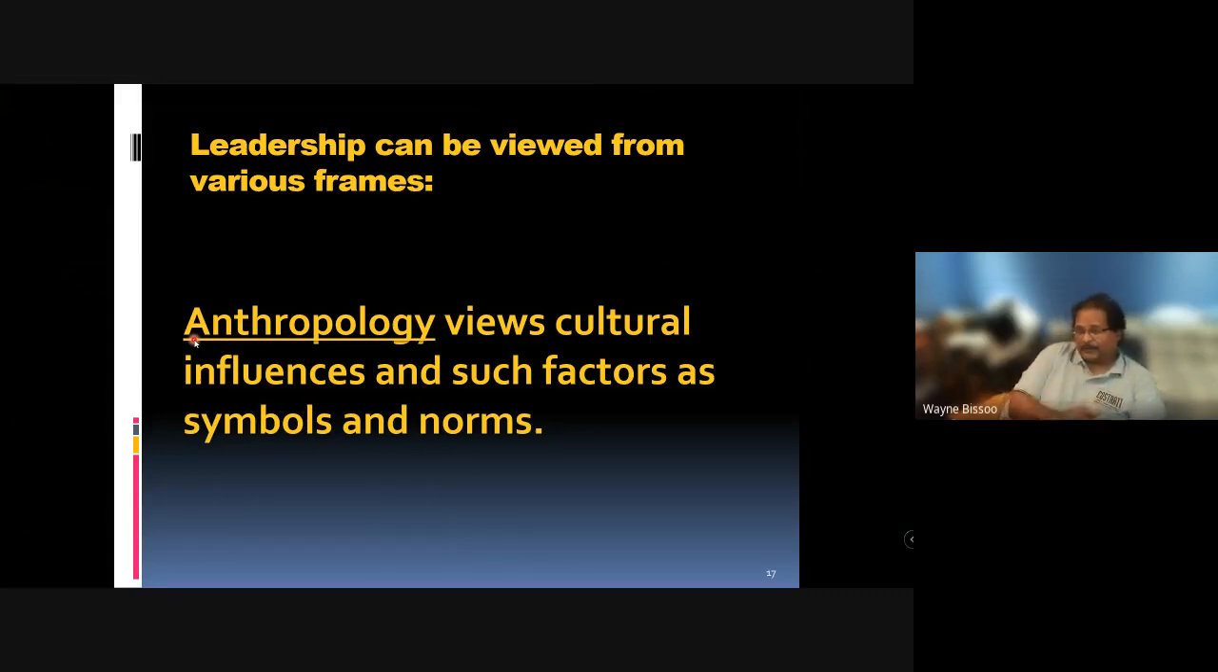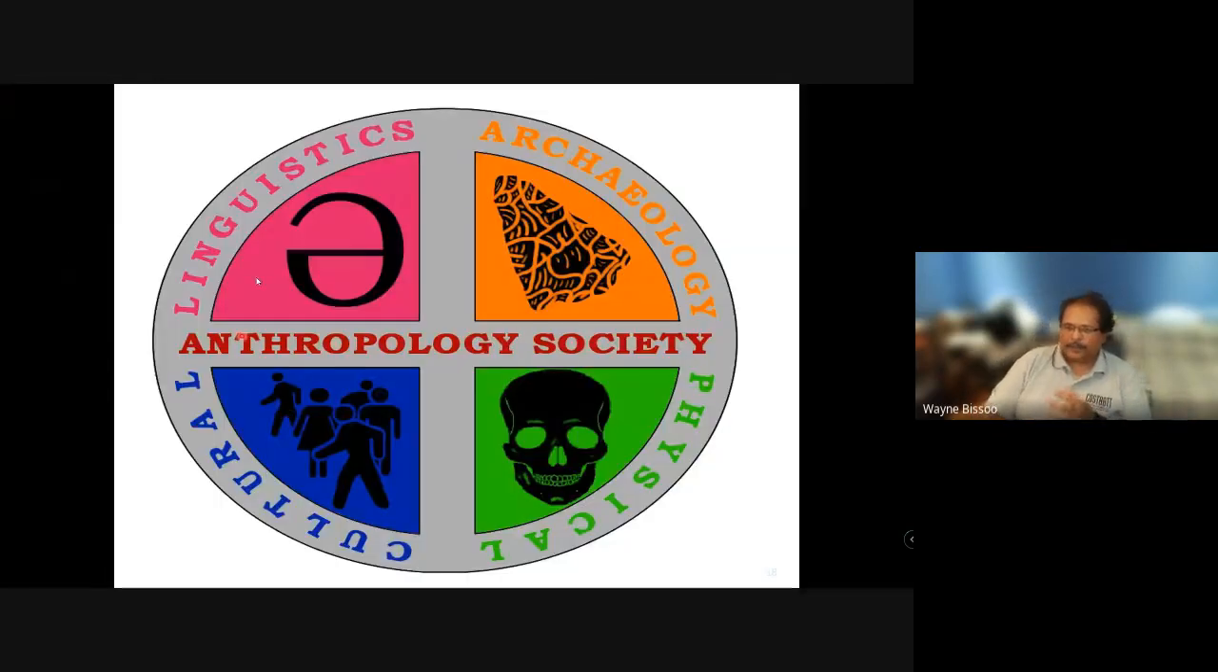Now, another method of looking at leadership is through anthropology. Anthropology is really more about looking at the historical and current systems of leadership in operation in an organization and in society, and it's going to look at factors such as symbols and norms. So let's understand, if we look at this, this is the anthropological society.